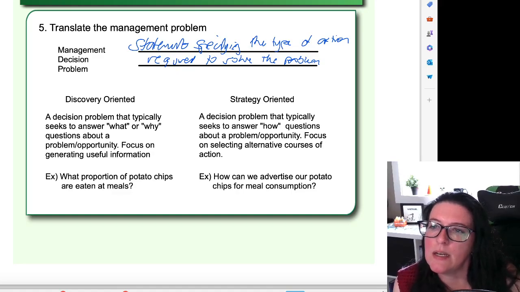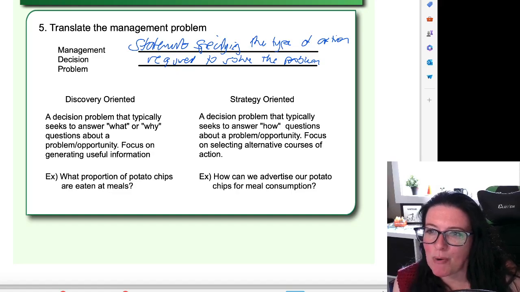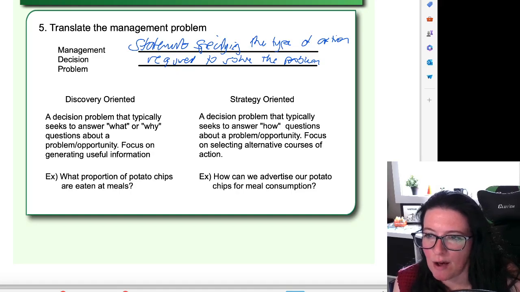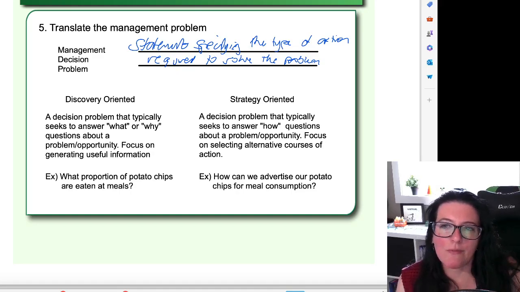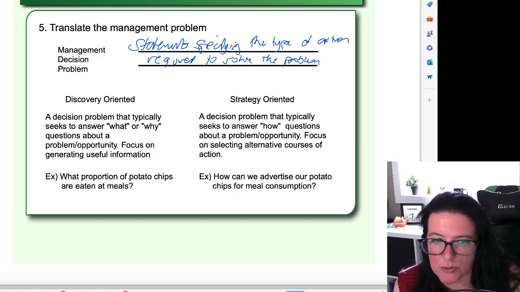In comparison, a strategy-oriented decision problem is a decision problem that answers the question how about a problem or opportunity. So it's focusing on selecting alternative courses of action. How can we advertise our potato chips for consumption with meals?